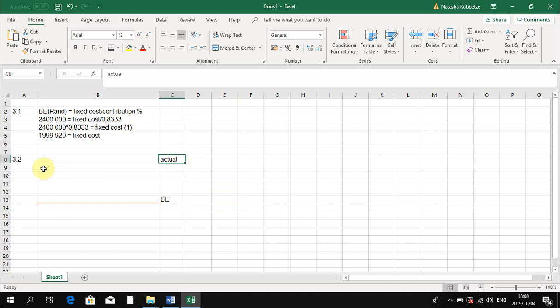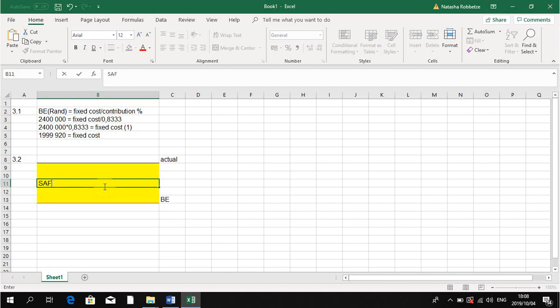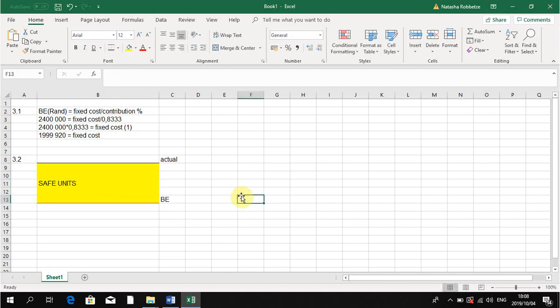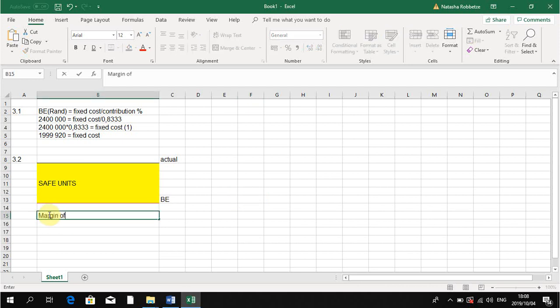This is my actual. So margin of safety measures, if you wish, that gap in between. So these are your safe units. And if we want to calculate the margin of safety, we take the safe units. So the margin of safety is your safe units, and we divide it by the sales units.